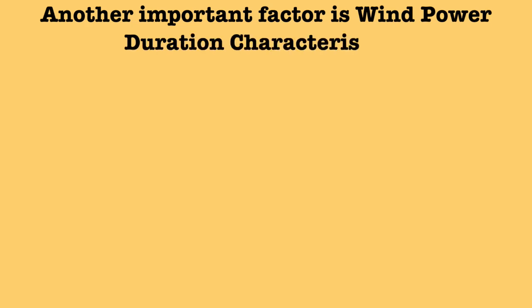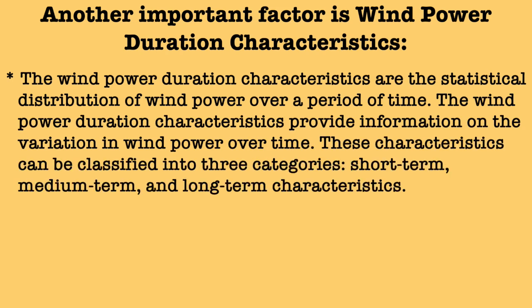Another important factor is wind power duration characteristics. The wind power duration characteristics are the statistical distribution of power over a period of time. They provide information on the variation in wind power over time. These characteristics can be classified into three categories: short-term, medium-term and long-term characteristics. There are several key factors that contribute to wind power duration characteristics, including the wind velocity, the wind direction, and the wind frequency and duration of wind events.